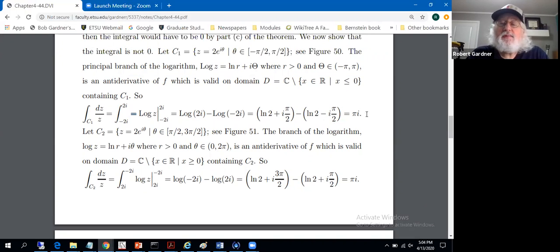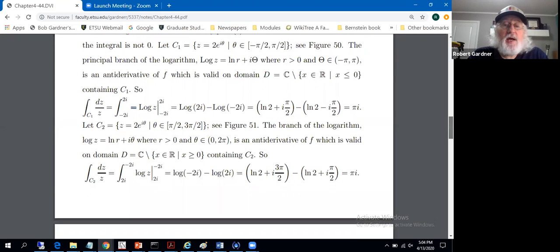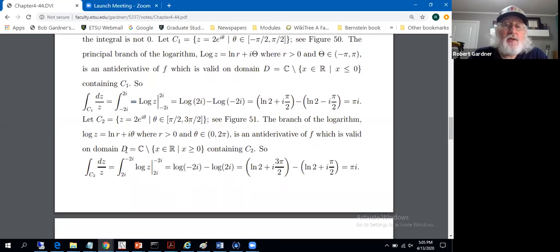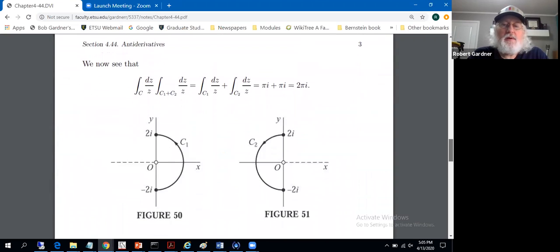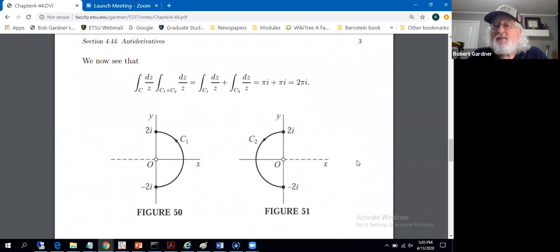Okay, secondly, we'll do the same thing. We'll get pi i out of the second part too, it turns out. Take C sub 2 to be the left-hand half of the circle. In this case, we'll take the domain D to be the complex plane minus the non-negative real axis. All right, so we've removed 0 and the positive real axis here. For the domain D, the contour lies entirely inside that, and we've got a branch of the logarithm that's legitimate, continuous and everything, on C sub 2.